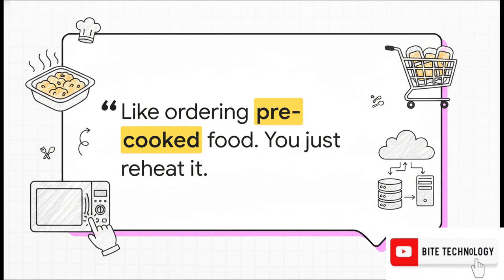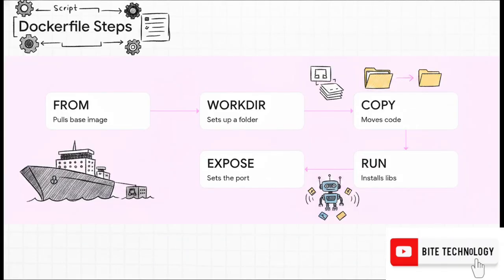You don't have to drive out to the farm, harvest the ingredients, and cook the whole meal from scratch. Official teams, like the folks who maintain Node.js or MongoDB, have already installed their software perfectly on a machine, taken a pristine snapshot of it, and uploaded that image to a massive online marketplace called Docker Hub. You literally just download or pull that pre-cooked image and run it. You just reheat it.